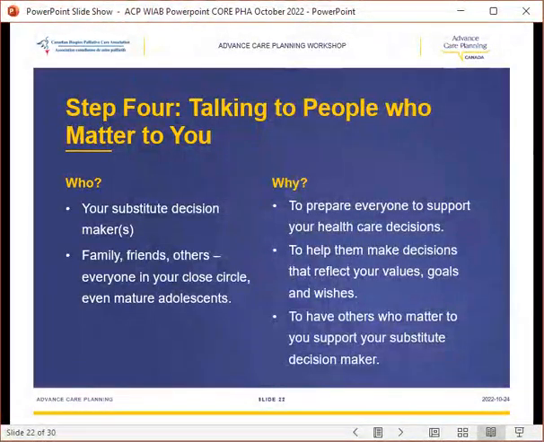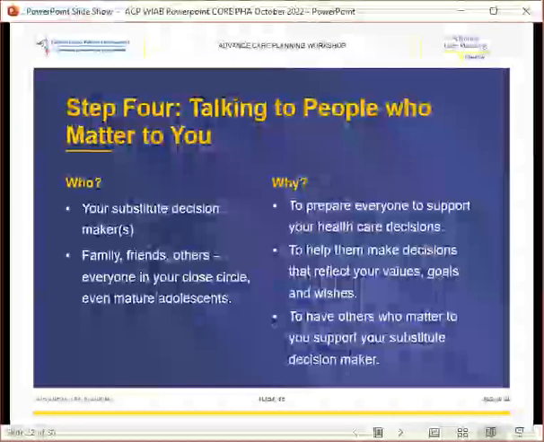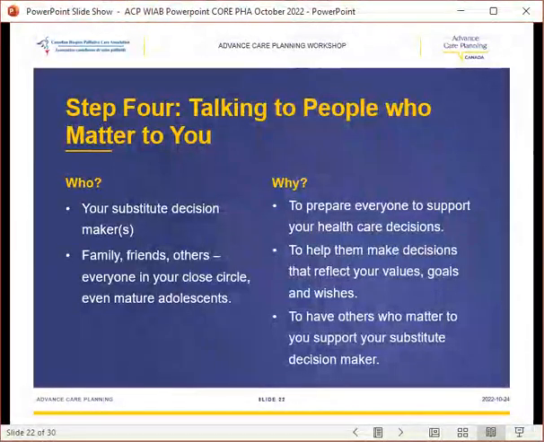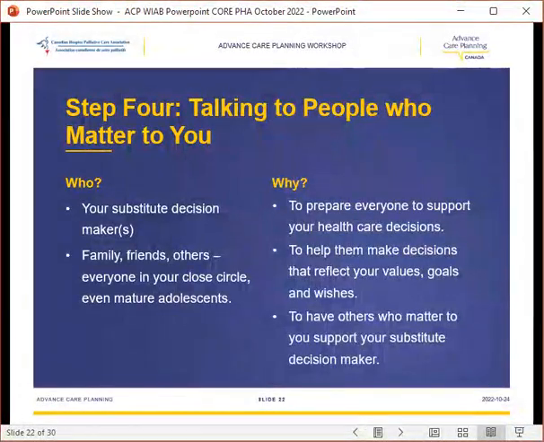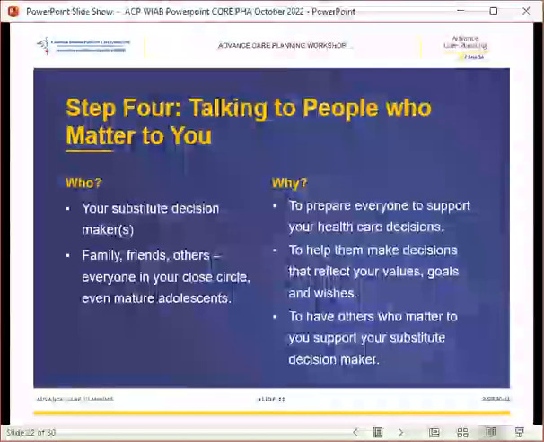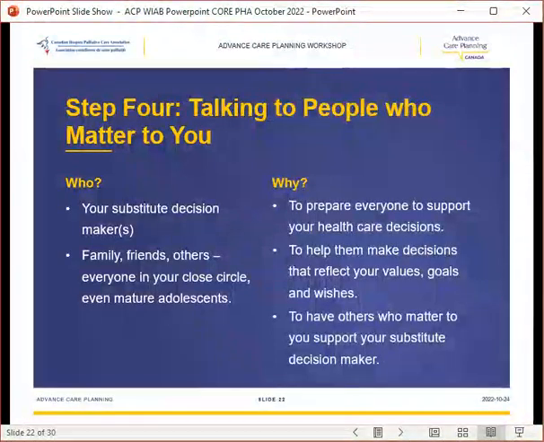And then, of course, anyone else who would be willing to support the substitute, as well as your healthcare providers. That's a really key piece, to talk to your family doctor, talk to the nurse practitioner, talk to any of the care coordinators, as a way of also informing them of your particular values and wishes, and letting them know that you've had this conversation with your substitute decision maker.